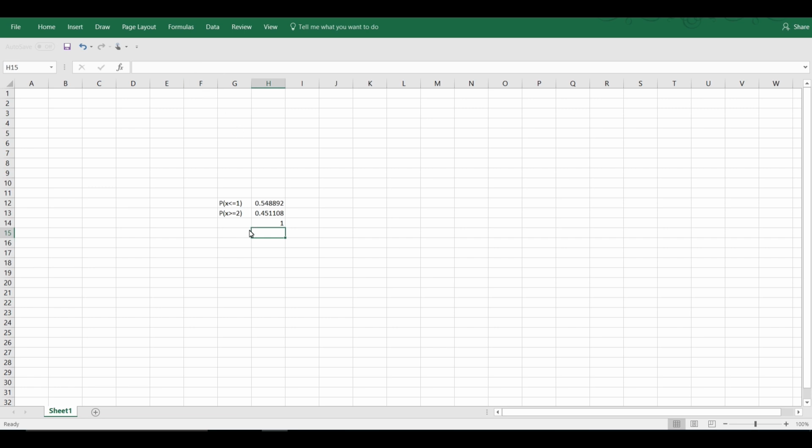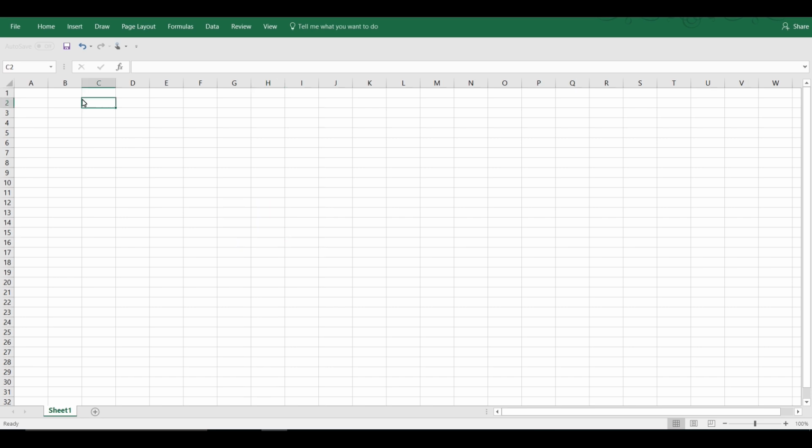And you can see if I add up those two cells, add up H12 plus H13, we get 1. Because that includes everything, the probability that x is less than or equal to 1, or the probability that x is greater than or equal to 2, so that includes everything, x 0, 1, 2, 3, 4, and 5. To make this clearer to understand, we can create a nice table for the binomial probabilities like this.